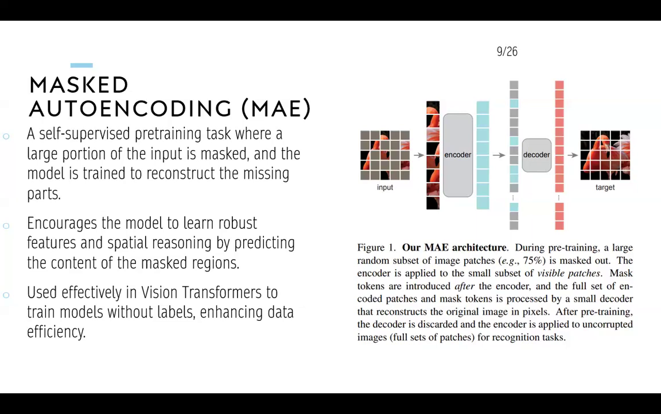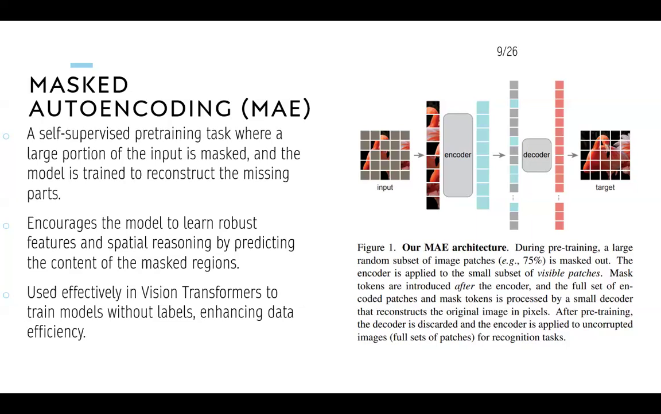So essentially how it works is it's a self-supervised pre-training task where a large portion of the input is masked and the model is trained to reconstruct the missing parts. This is really useful because it encourages the model to learn robust features and spatial reasoning by predicting the content of the masked regions. It's used very effectively in vision transformers to train models without labels, and it handles data efficiency very well.